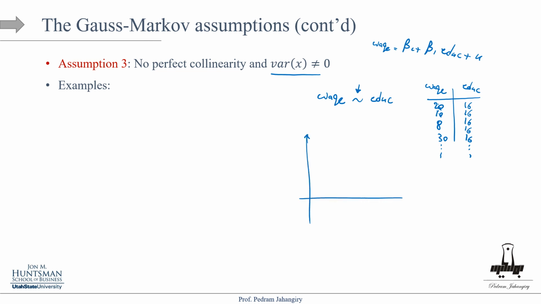So this is my wage, this is my education, and this is my only, so this is, let's say, education 16, and as you can see, we have 20, 10, 8, 5, 30, and so on. You name it, right? So what is the variance of education here? What is the variance of x? And remember, x is your education. It's 0. So it is violating assumption number 3. Let's see what will go wrong if you're violating that assumption.